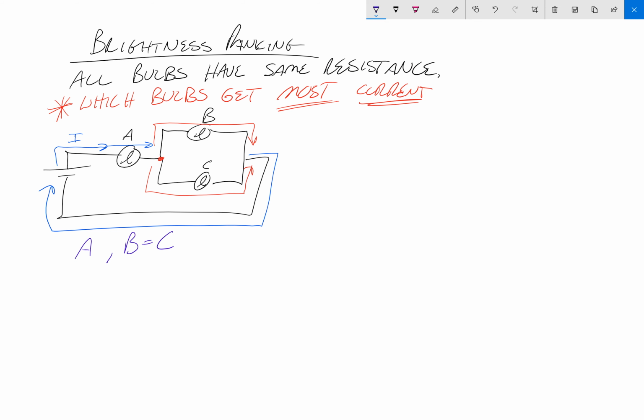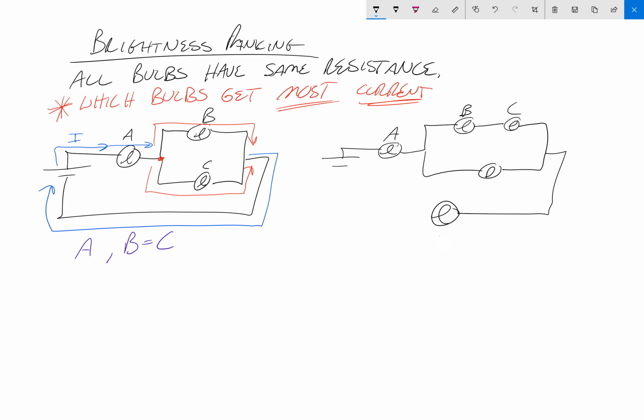That's all. It's basically a question of who gets the most current. Let's try another one. Maybe a little tougher. We'll go with this one as A. We'll do a little B and C up here, and we'll put D down there. I don't know why I put D on the inside, but it is. And I'll put E here.